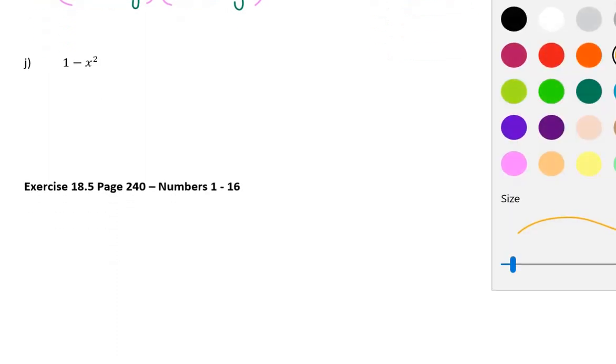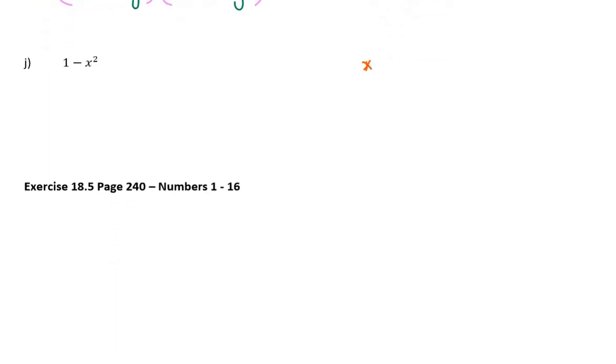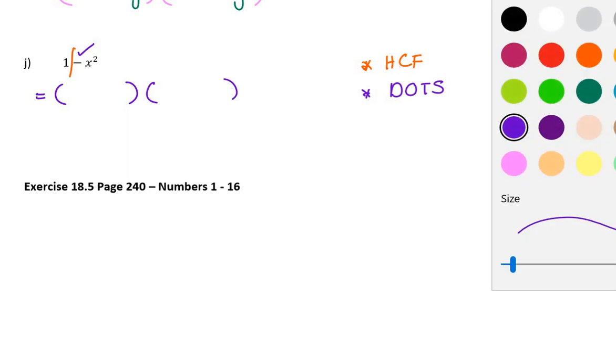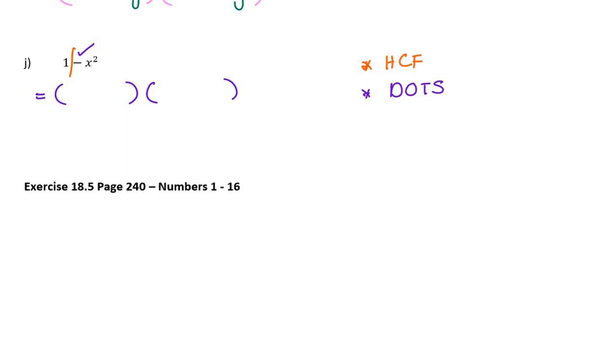Okay, and our last one, is there a highest common factor? Well, there's 2 terms, and one's x squared and one's 1. So that's no highest common factor. So is there a difference of squares? Well, let's check. Is this a difference? Yes. Are there 2 terms? Yes. Are they both perfect squares? Yes, they are. It's just that this one looks a little bit weird, because instead of saying x squared minus 1, it says 1 minus x squared.